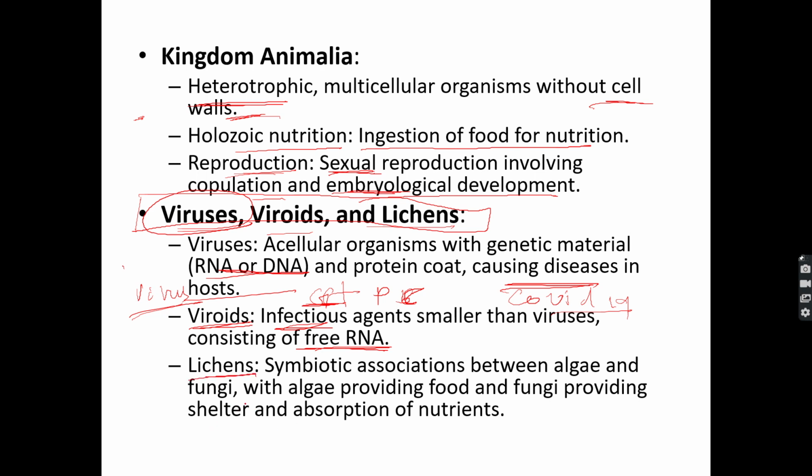Okay. Next is lichen. Lichens are a combination of fungi and algae. So algae and fungi associate through a symbiotic association, and the algae provide the food and the fungus provides the shelter and absorption of nutrients. This is how they form lichen.